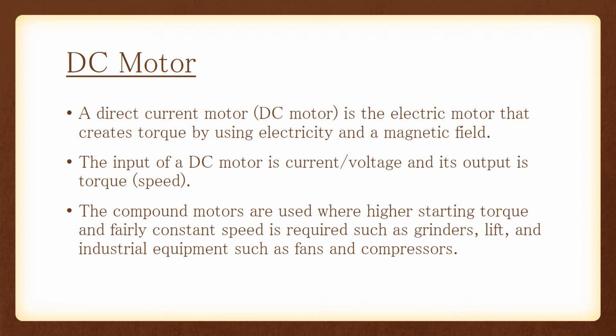A DC motor, a direct current motor, is the electric motor that creates torque by using electricity and a magnetic field. The input of a DC motor is current, voltage, and its output is torque. The compound motors are used where higher starting torque and very constant speed is required, such as grinders, lifts, and industrial equipment, such as fans and compressors.